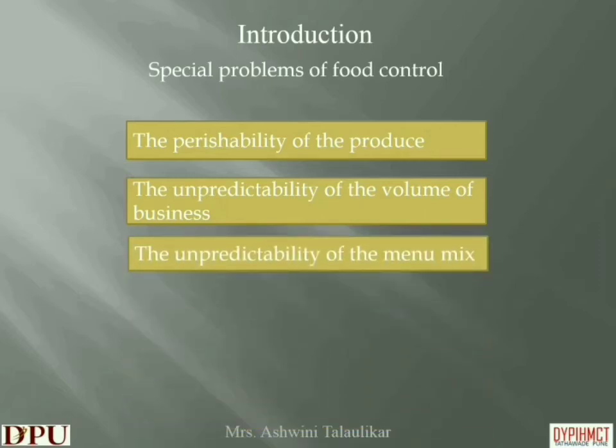The third problem is the unpredictability of the menu mix. In order to be competitive and satisfy a particular market, it is often necessary to offer a wide choice of menu items to the customers. It is therefore necessary to be able to predict not only the number of customers who will be using the facility at a particular period of time, but also what the customer selection will be from the alternatives offered on a menu. It is seldom possible to be 100% accurate.